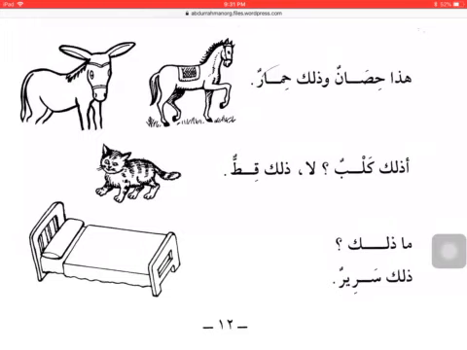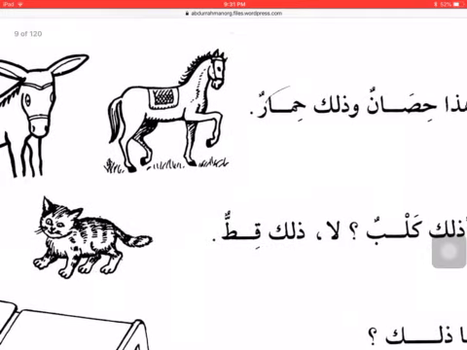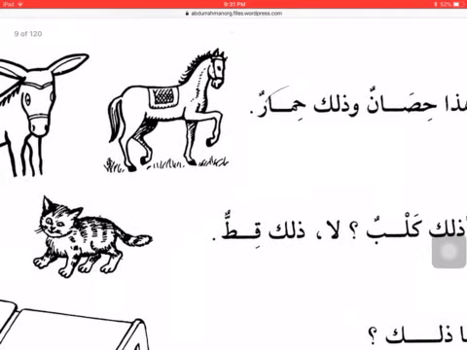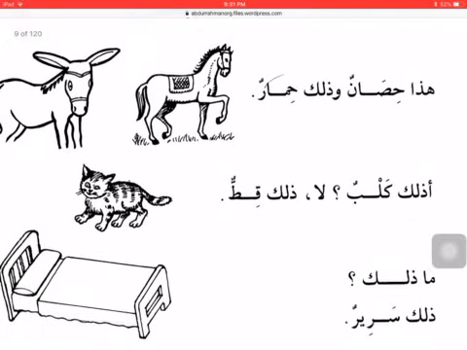The thing that's nearer, you point towards it by using ismul ishara lil qarib. This, هذا. The thing that is far, you point towards it using the ismul ishara lil ba'id, pointing noun for far. ذلك. حصان is a horse, حمار is a donkey. هذا حصان. This is a horse. وذلك حمار, and that is a donkey.